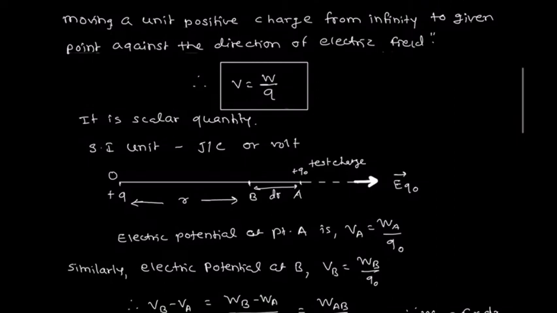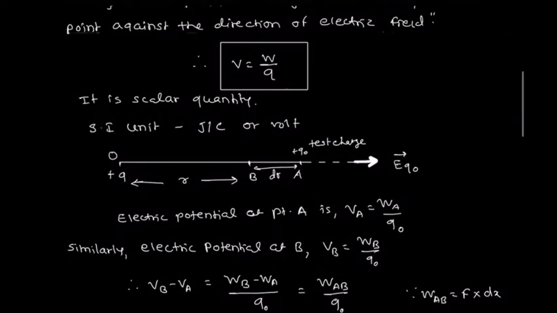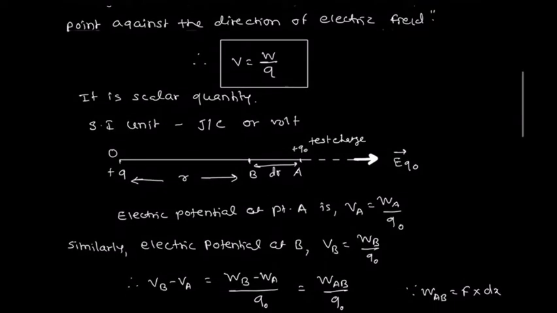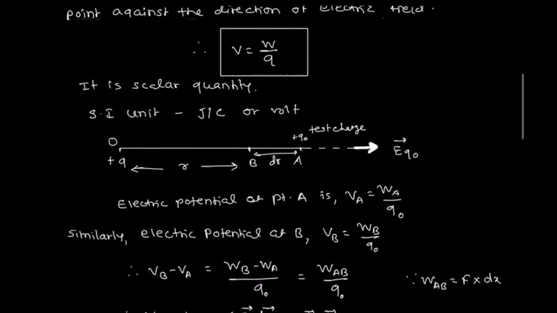We take VB minus VA equal to WB minus WA by Q0, or WA minus WB, which is the work done between the two points A and B. Hence, WAB by Q0, where WAB is the work done between the points A and B, is nothing but force into displacement. What is the force?